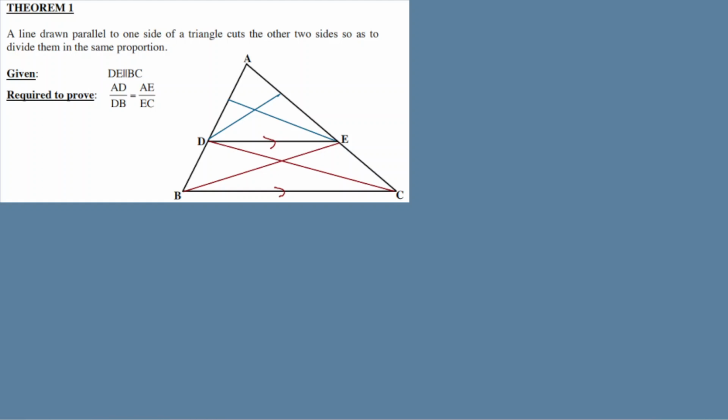Let's go back to red. This line is perpendicular to AD. Let's call this H. And then this line is perpendicular to AE. Let's call this K. You may use any letters, but for this discussion I will use K and H.